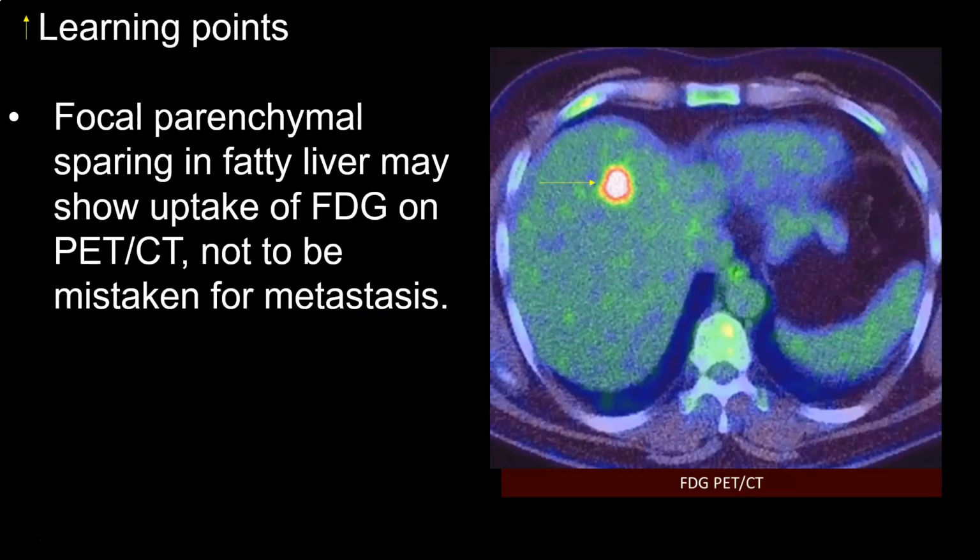We learned that focal parenchymal sparing in fatty liver may show uptake of FDG on PET-CT, not to be mistaken for metastasis. The explanation is that this is the part of the liver which is most metabolically active, because the rest of the liver is affected by its fatty content.